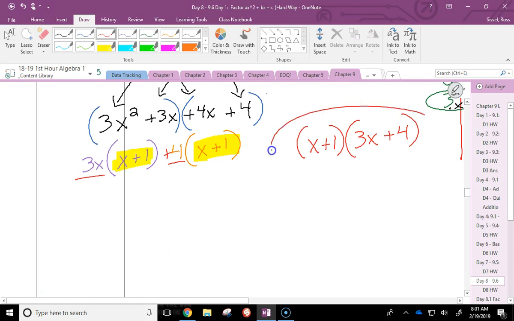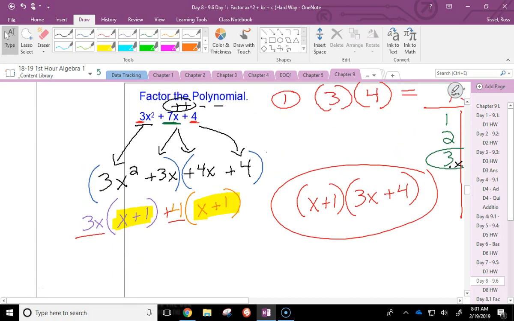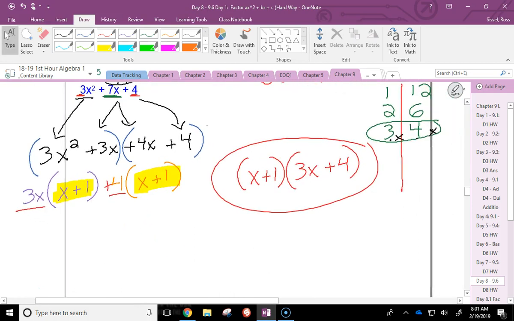This is our answer. And not to totally set you guys up, but in a couple days where we're going to take this, is we'll just set these equal to 0 and we'll solve them. It's really just one more step again. And that's how we find our answers. But right now we're just factoring. Our answer is, if we factored 3x squared plus 7x plus 4, your answer is x plus 1 times 3x plus 4. That is our simplified answer.